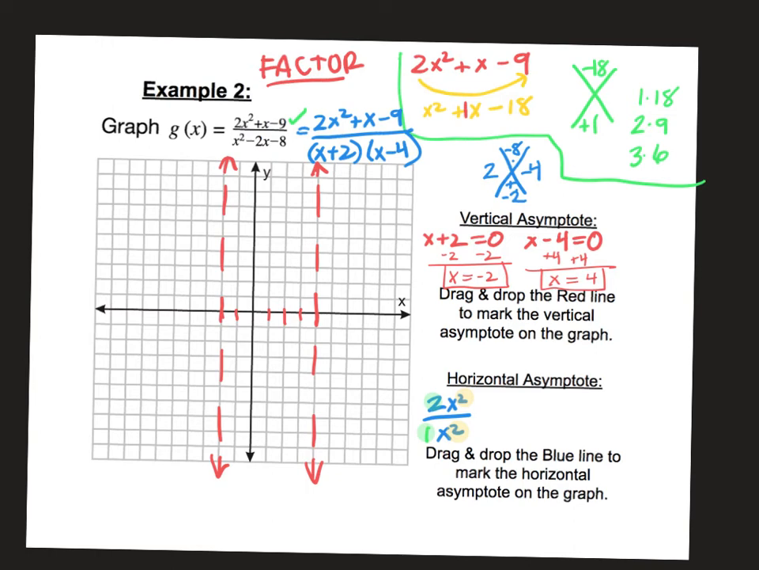So when we're trying to find our horizontal asymptote, we're going to do y equals 2 divided by 1, which is just the same as 2. So my horizontal asymptote is going to be y equals 2. Again, to graph that, we're going to go up 1, up 2, and then draw our line straight across. And that's our horizontal asymptote.